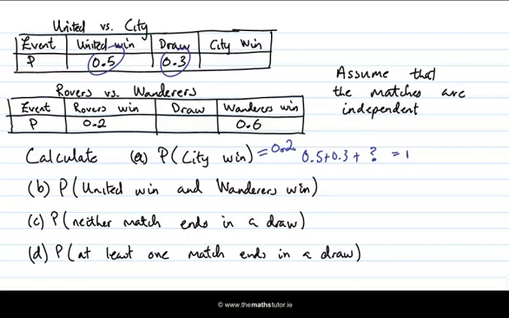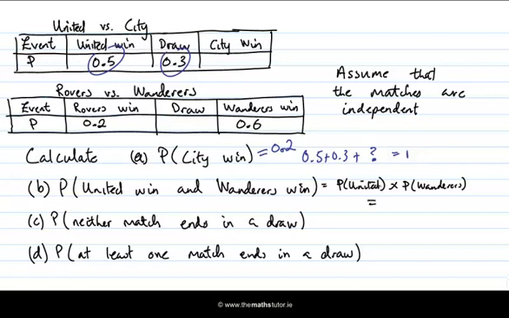Alright, what about part B? The probability of a United win and a Wanderers win. Here we're going to use the multiplication rule for independent events. What that tells us is that this is going to be the probability of a United win times the probability of a Wanderers win, because our assumption is that these matches are independent trials. Any event in the United City match is independent of any event in the Rovers Wanderers match.